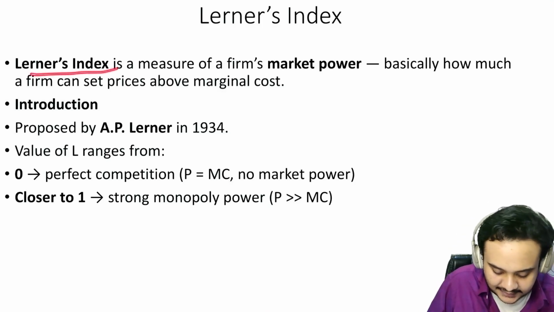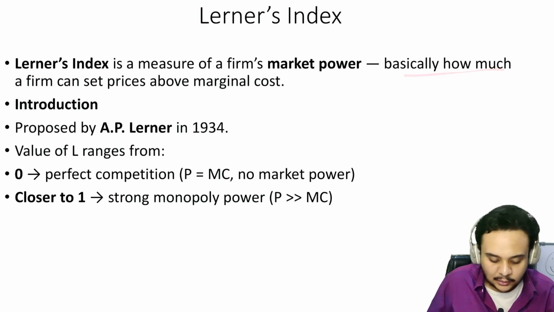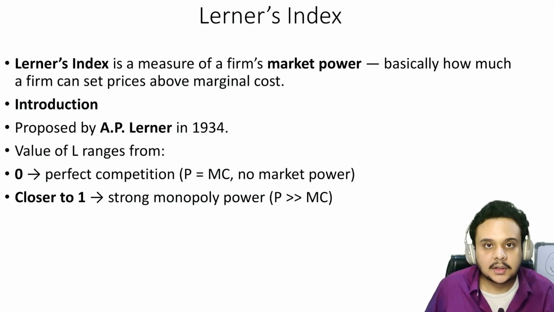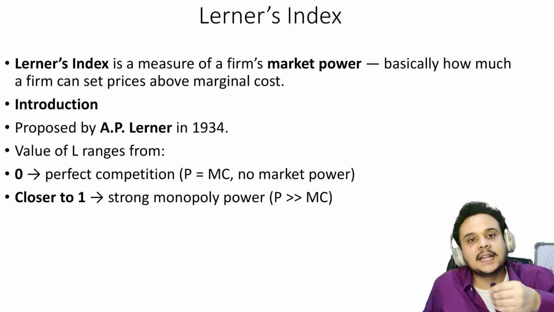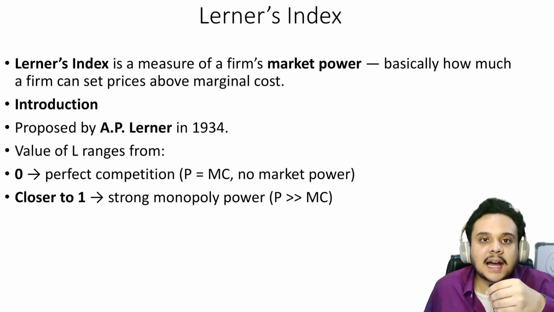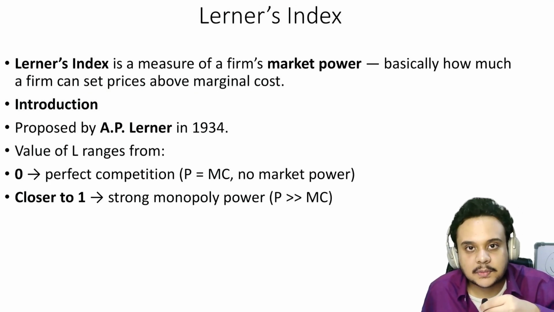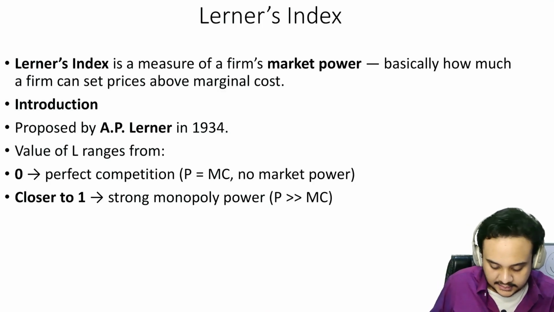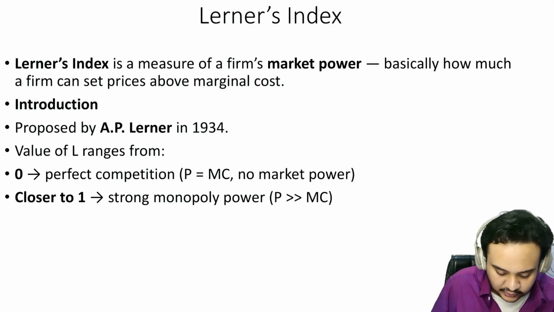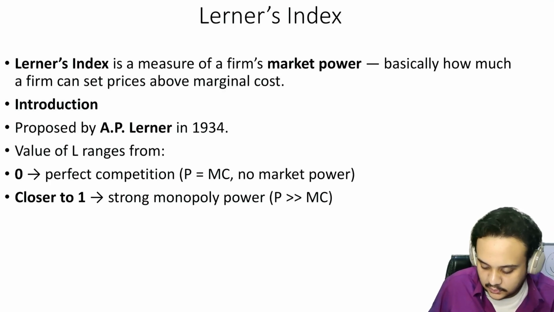The Lerner's Index is a measure of a firm's market power. Basically, how much a firm can set prices above the marginal cost. Because the firm is greedy, the firm will try to set its price as high as possible compared to the marginal cost. Let us see some basics about this as well. It was proposed by AP Lerner in 1934. We'll come back to the value a little later.